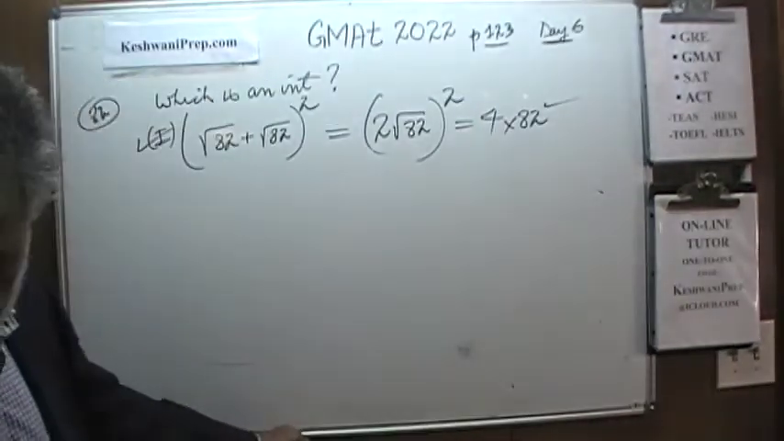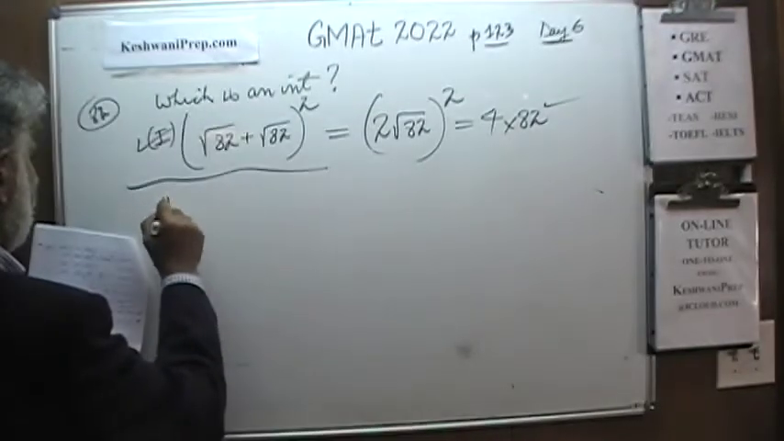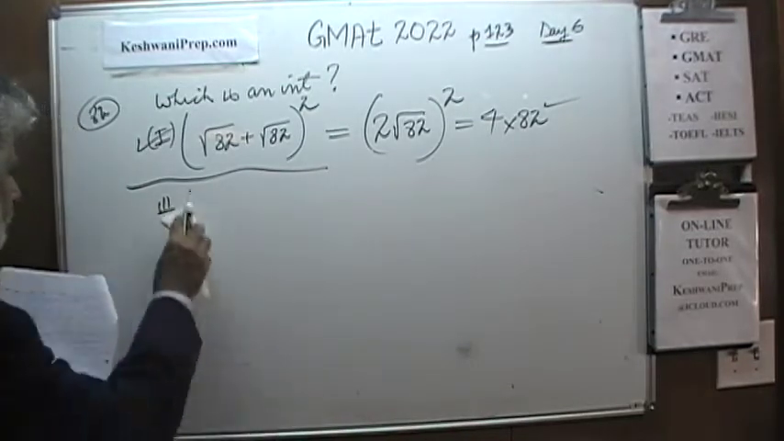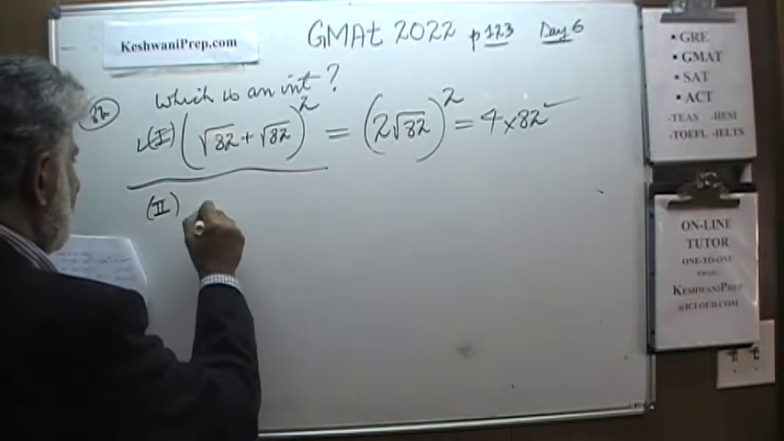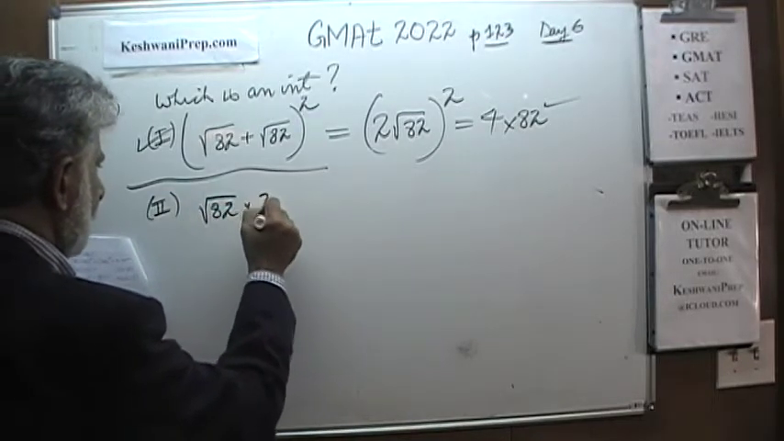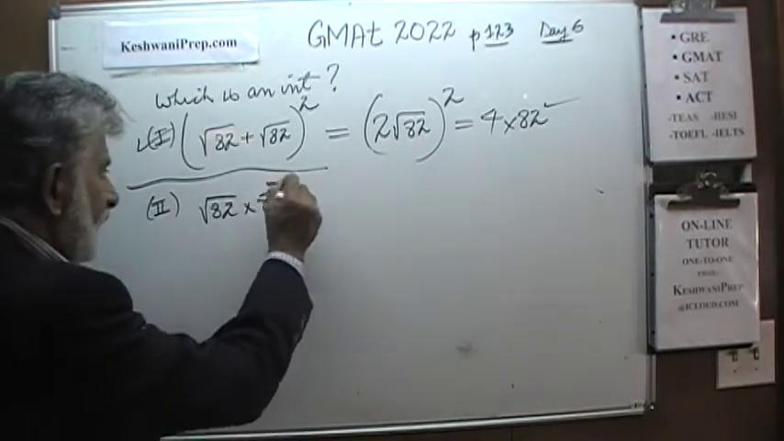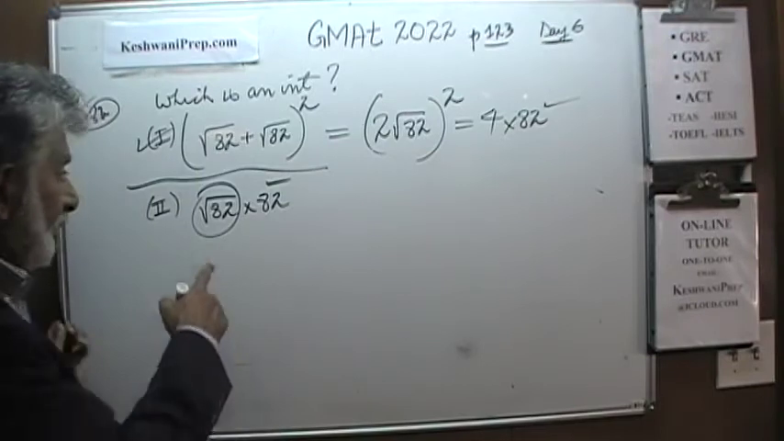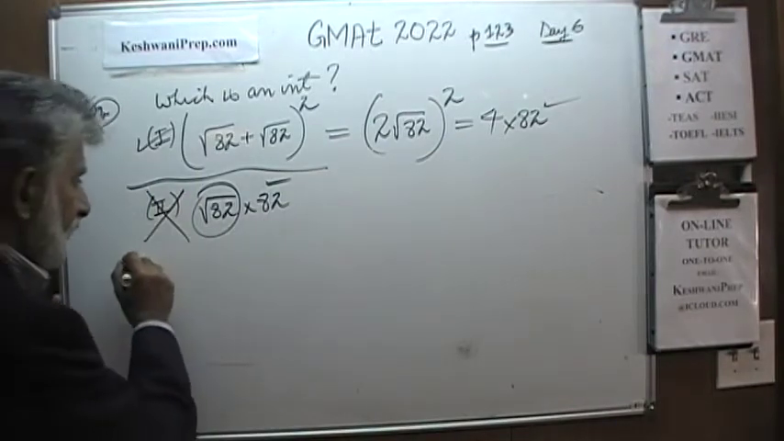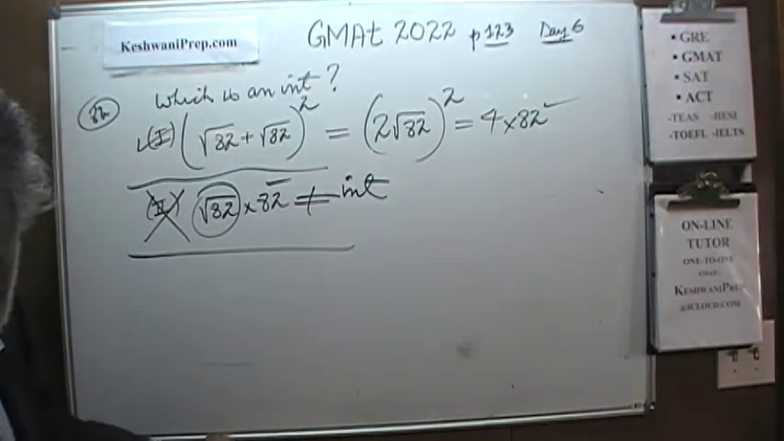What about the second quantity? The second one says root 82 times 82. So there you go. 82 is an integer, but root of 82 is not. 82 is not a perfect square. 81 is, 82 is not. So this quantity times 82 is not going to be an integer. It does not equal a whole number.